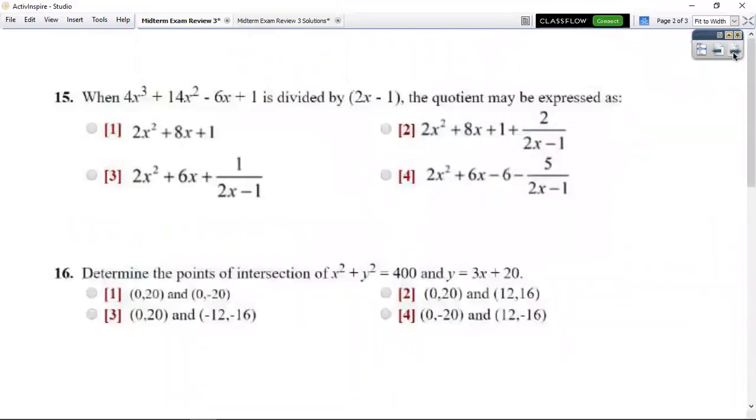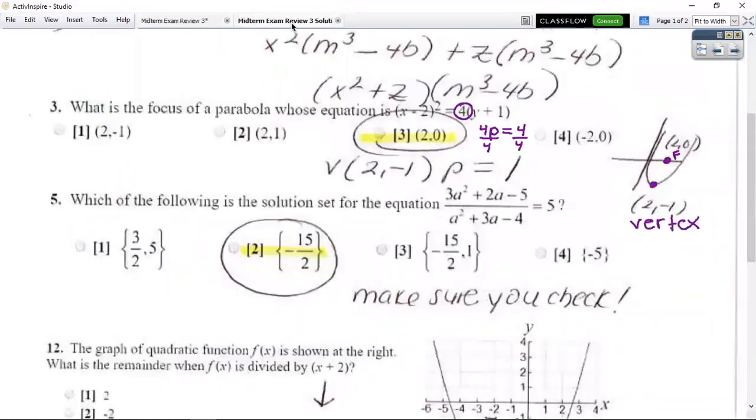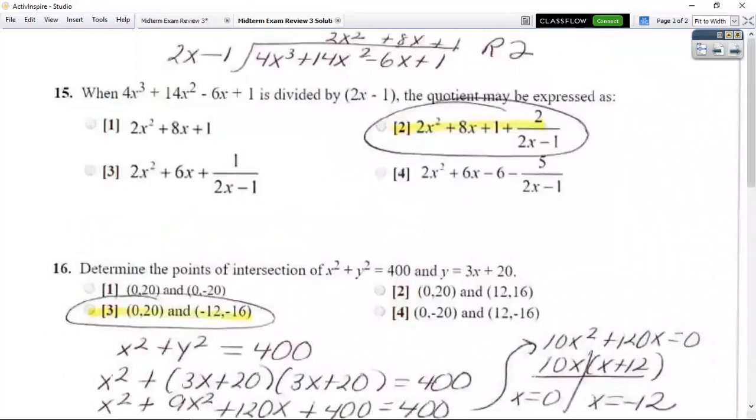Let's see what else here. Number 15, was that one pretty easy? Long division. Again, I'm hoping you're seeing some repetition at this point. You're going to have to do a long division on Monday. I'll tell you that. So the answer to that one was choice 2. So 15 is choice 2.